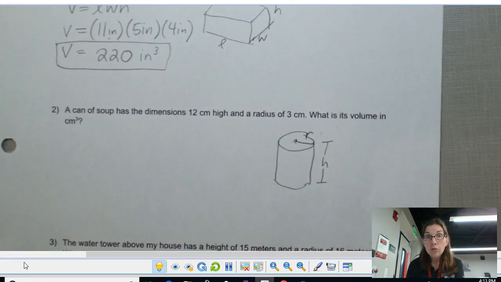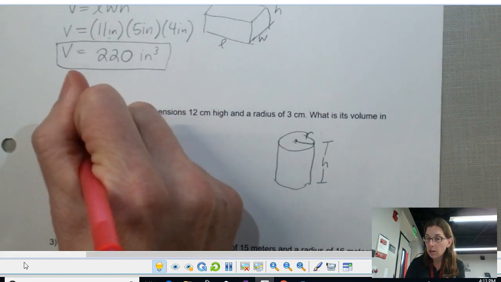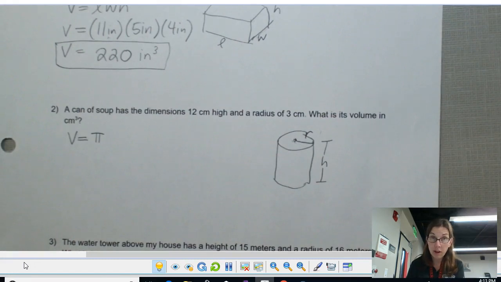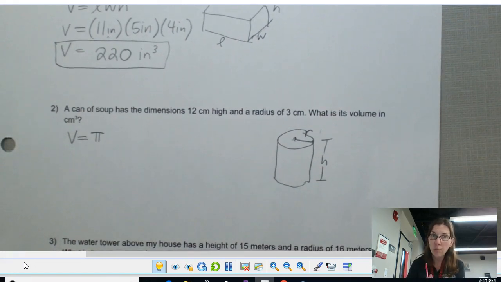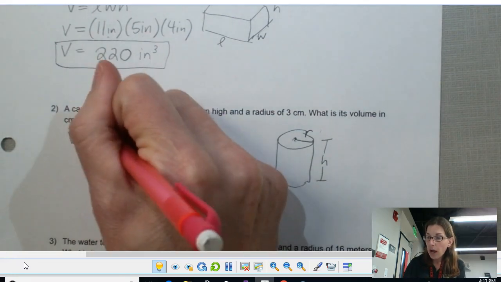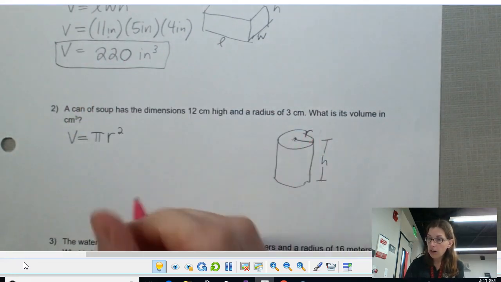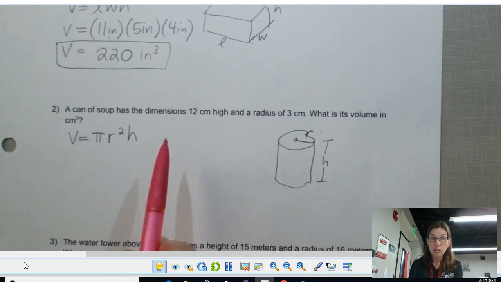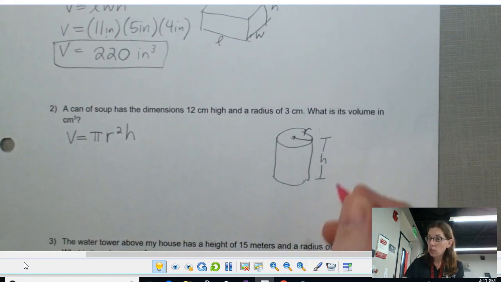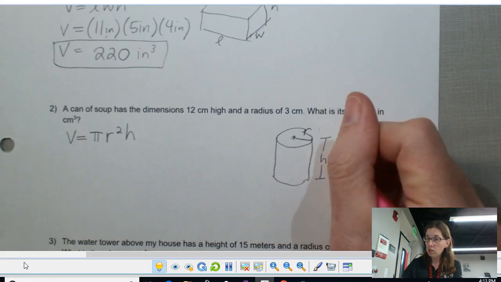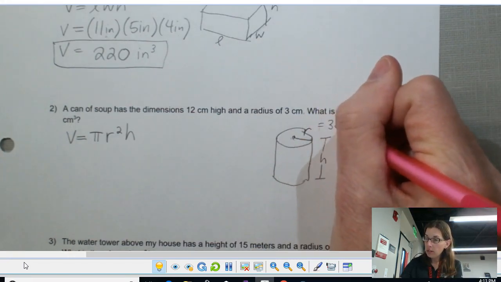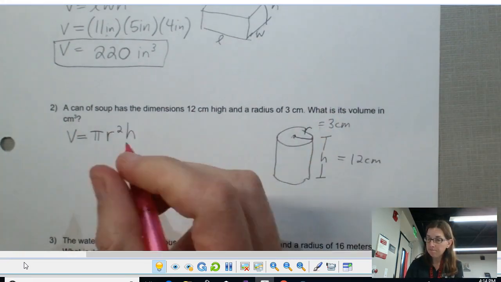And our formula for calculating the volume of a cylinder is V equals pi, which is the number 3.1415926. It's on your calculator, so you should just use the pi button on your calculator. So pi r squared, which is the radius squared, times height. And all you need to do is plug in the numbers that are given here into this formula. So the can of soup has the dimensions 12 centimeters high, so h equals 12 centimeters, and a radius of 3 centimeters. So r equals 3 centimeters, and now I will plug it into the formula.